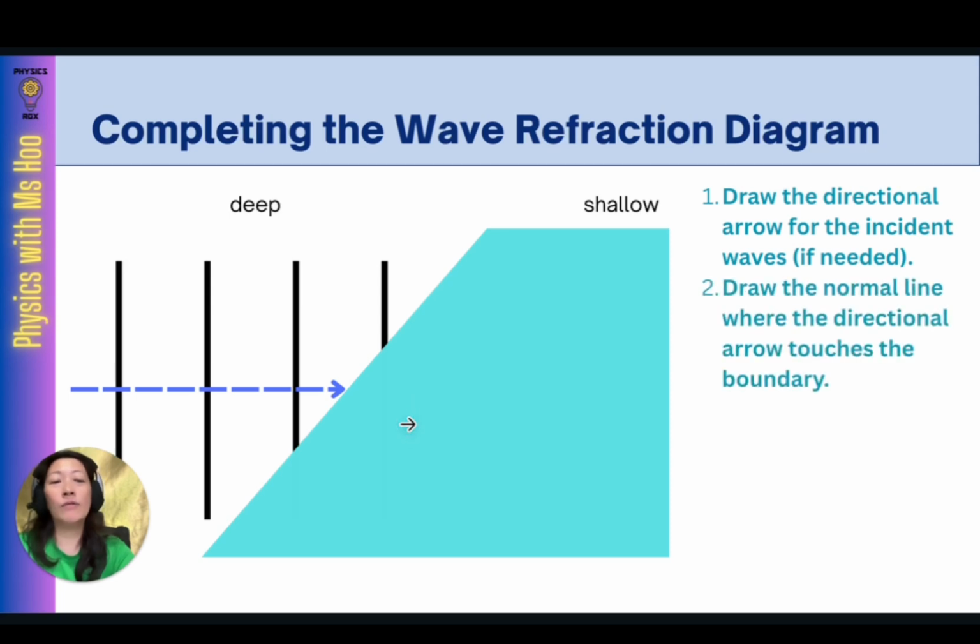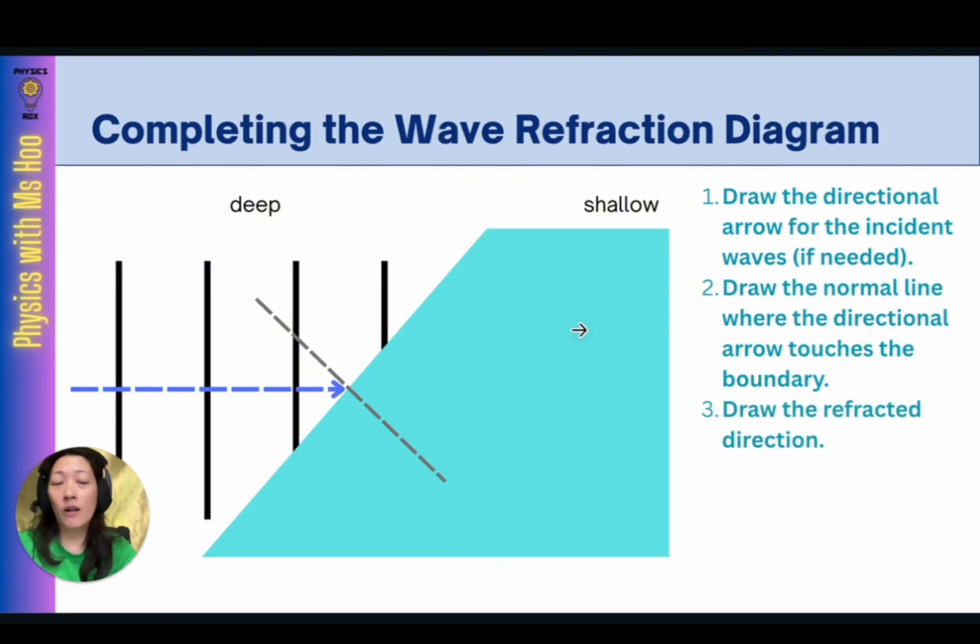Next, you need to draw the normal line where the directional arrow touches the boundary. The normal line is a line that is perpendicular or 90 degrees to the boundary. So at this point where the arrow has touched the boundary, you need to draw a line that is 90 degrees to this boundary. This dotted line here is the normal line. Next, we need to draw the waves in the shallow area. But before we draw the wavefronts, first of all, you need to draw the refracted direction.